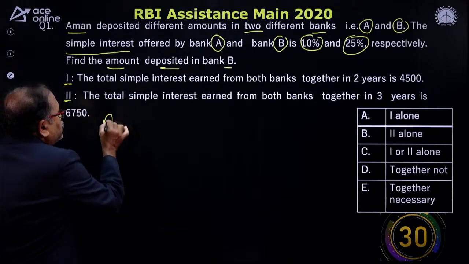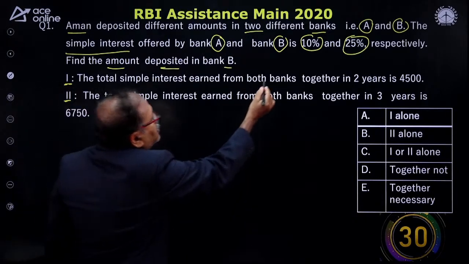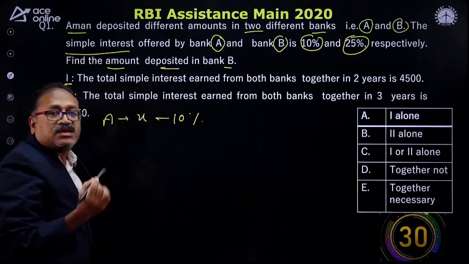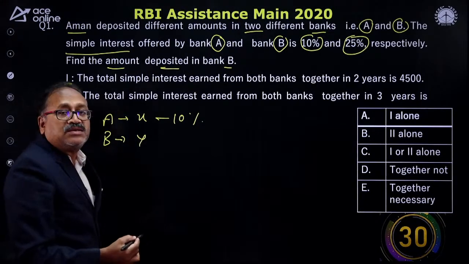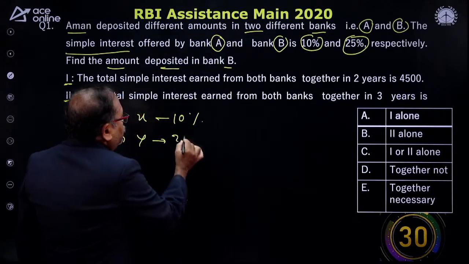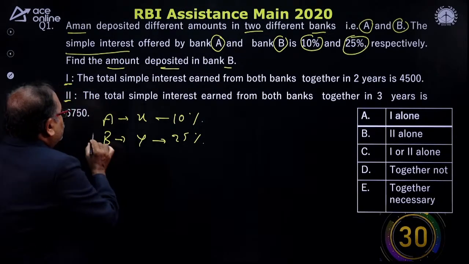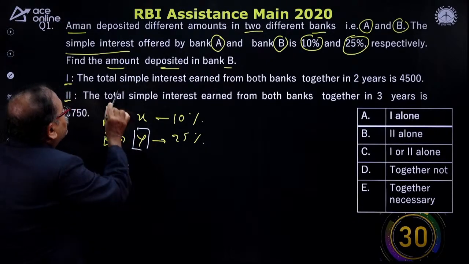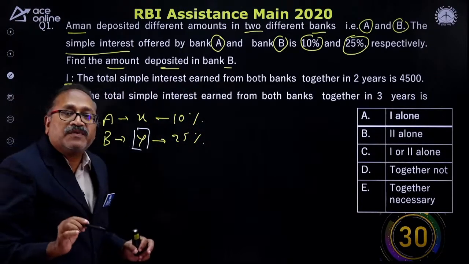I will assume this is scheme A, where X rupees is invested, and here it is 10% per annum. I'm just writing the facts so it's easy for you to understand the question. Now, in scheme B, let's say rupees Y is invested, and the rate of interest here is 25%. Now, from this, I need to find out what Y is. The question says find the amount deposited in B, that is, I need to find the Y value.